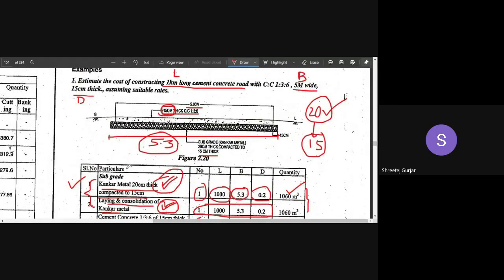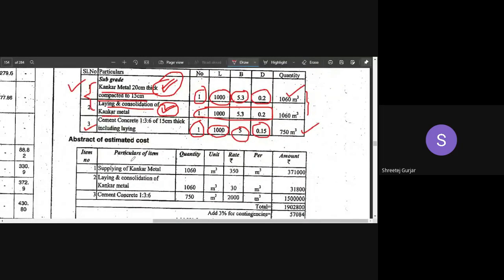Rates have not been given, but they will be given in your exam. So just write down the quantity. What is the supply quantity? As I've told you, the first component is the material component. Supply of cone and metal, material is 1060 meter cube. So material quantity into rate will give you your amount. That is the supply cost. And this is the laying and consolidation cost.